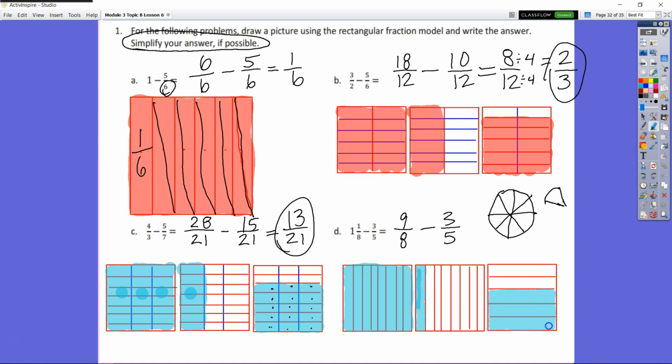And we are saying, well, we can't subtract if we have different units, right? We have eighths here and we have fifths here. So what do we need to do? We need to find a common denominator. The easiest thing to do is to multiply these two together.